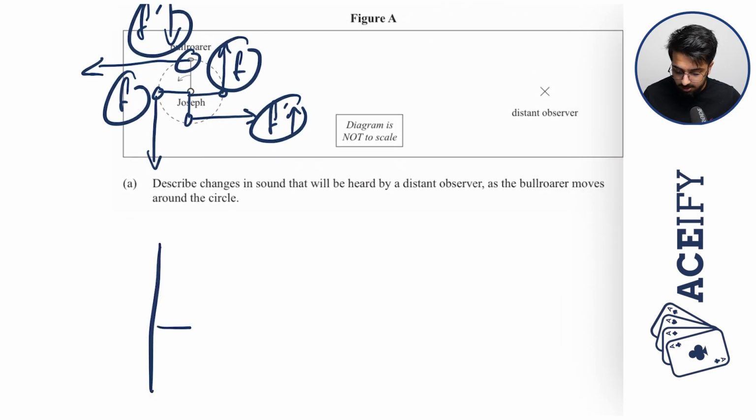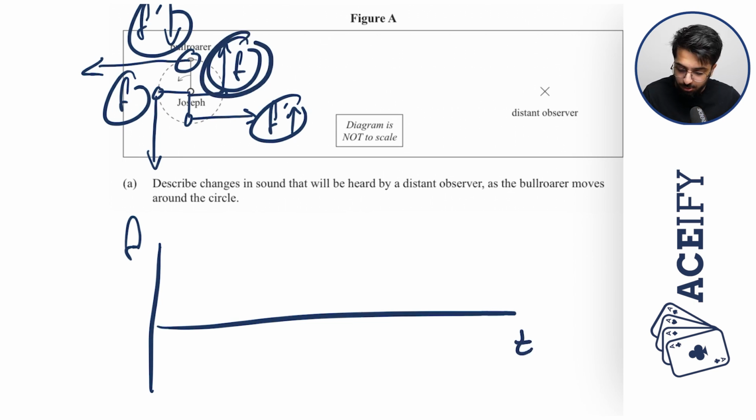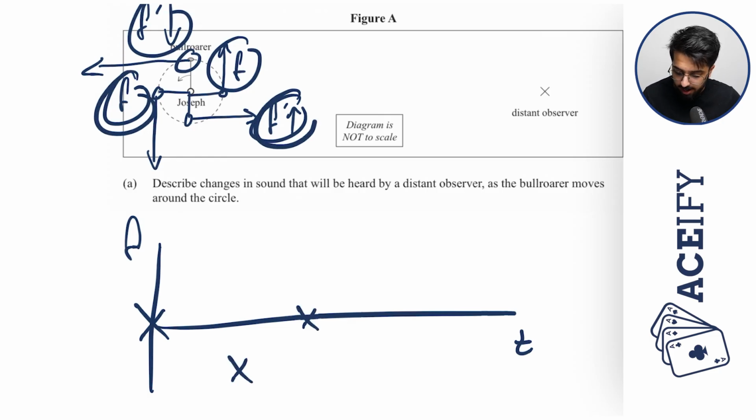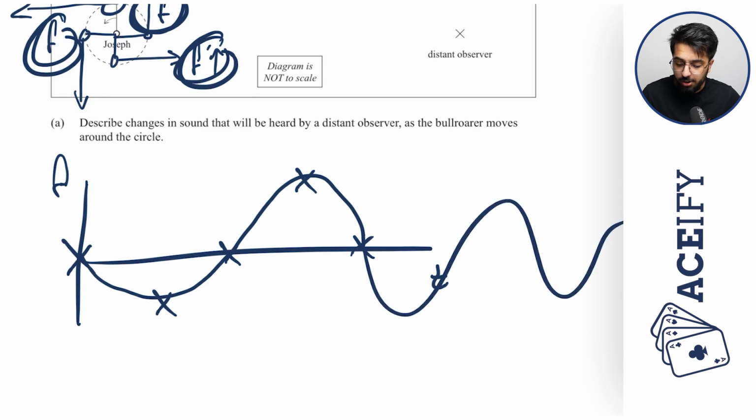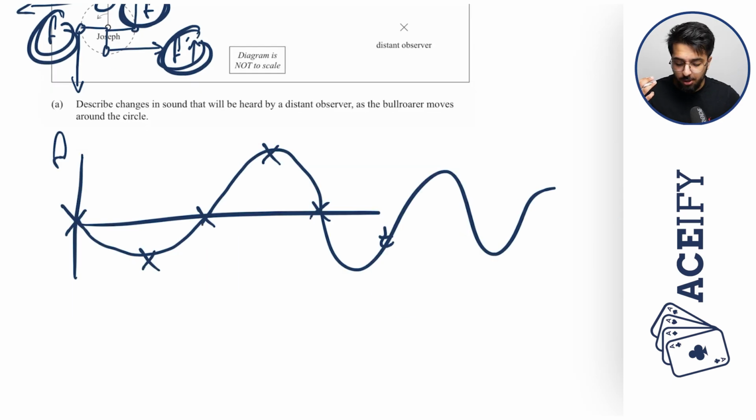We can actually graph this frequency over here, and we can have our time over here. We start at our true frequency right here. We go to a lower frequency over here, then we go back to the true, and then we go to a high frequency, and then back to the true, like so. As you can see, we follow a sort of sine curve, and this is just going to continue on and on. The observer is going to hear alternating high and low pitches, okay?